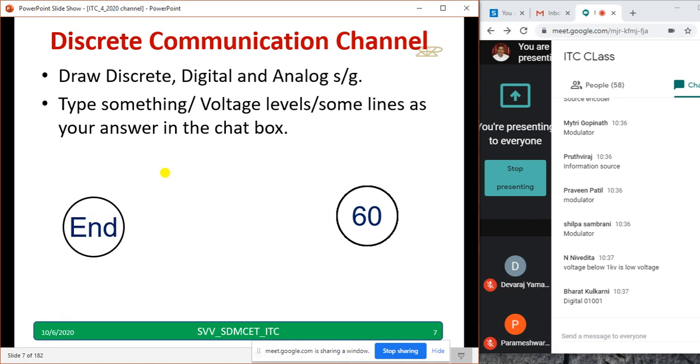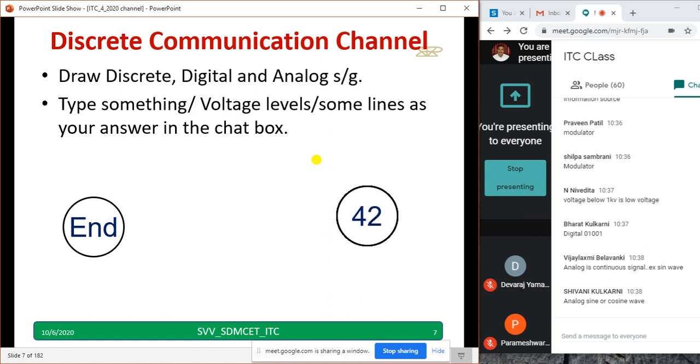And Nivedita, you try to tell one more answer. Discrete, digital, analog. The difference between these three words. Somebody has to tell. Nearly 59 students are there in the class. I'm sure most of you know. Okay, somebody want to tell the answer, you can unmute also.